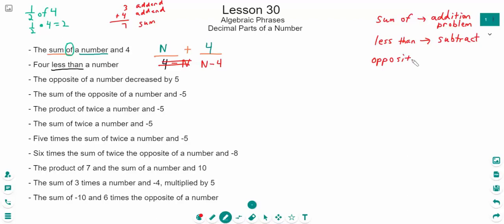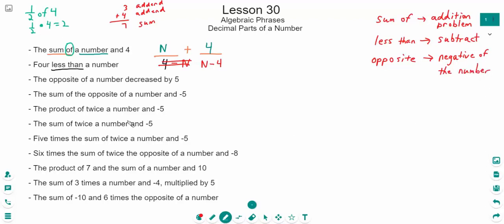So the opposite indicates, you might say, the negative of the number.